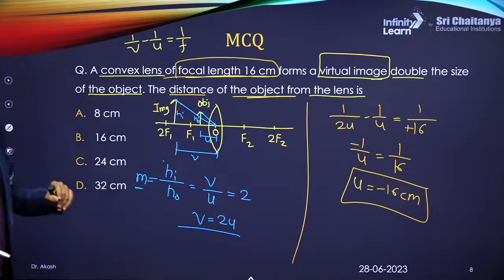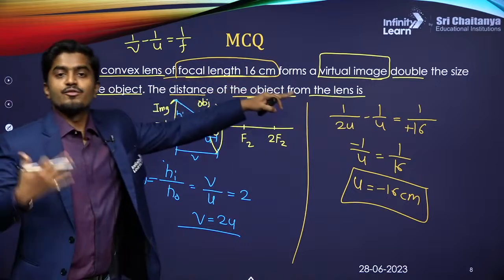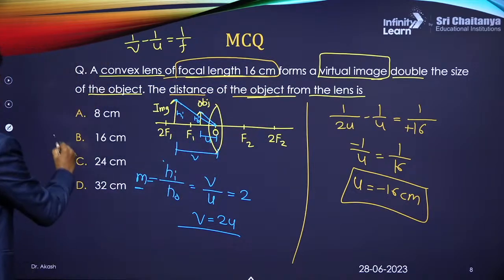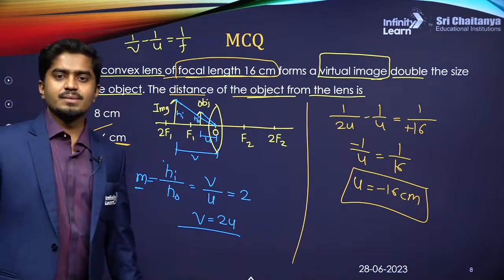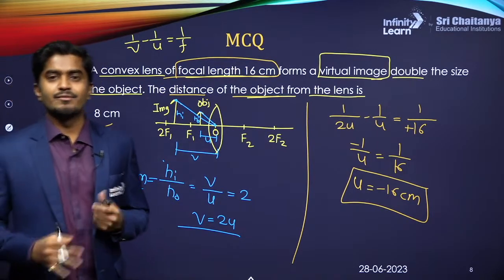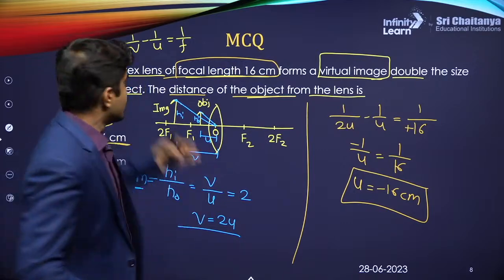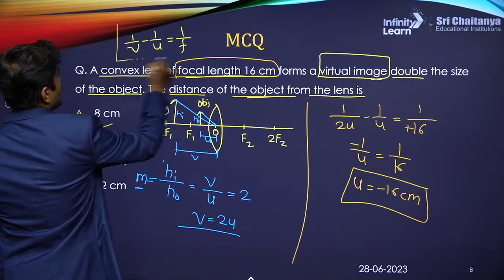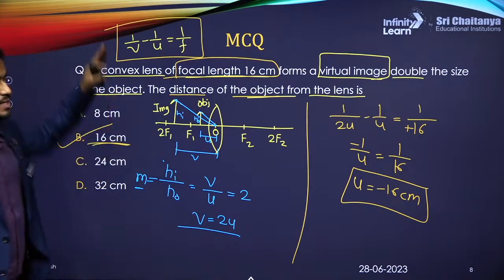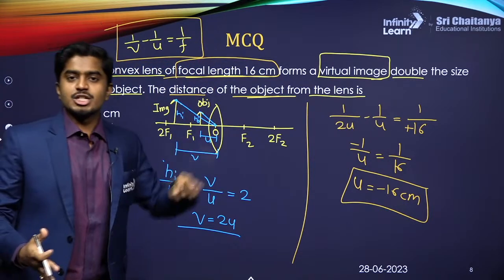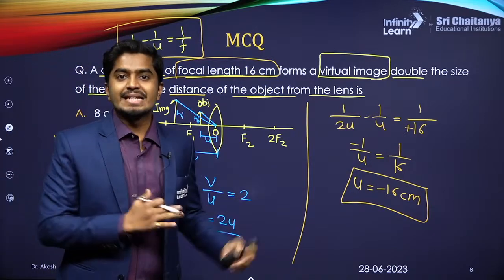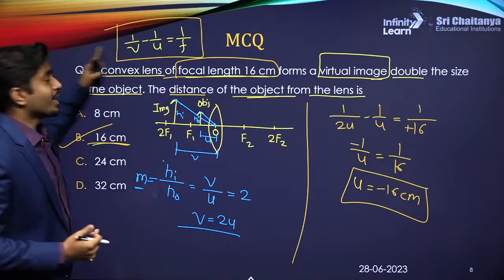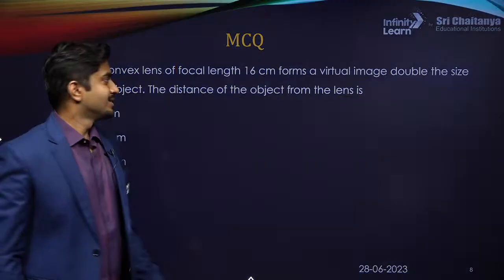So what is the object distance? The object distance from the lens is 16 centimeter. That is the right answer. Clear, everyone? Very easy, very simple concept, easy to understand. Just remember, whenever you want to use this equation, which is called the lens equation, you have to use a proper sign convention. Otherwise, you cannot use this formula.